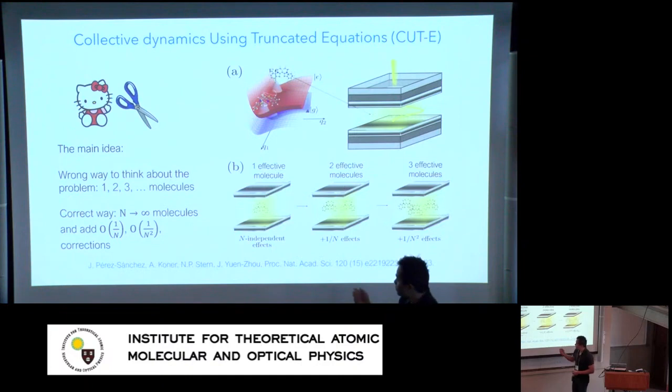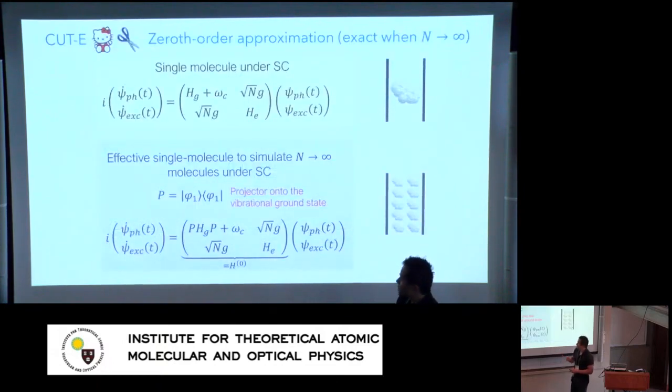So you don't think about 1, 2, 3, you go to infinity instead, and then you go back with corrections of 1 over n and 1 over n squared and so on. Okay, this is the calculation that you would do if you had a molecule inside of a nanocavity. This is the Schrödinger equation that you would evolve. Instead, what we want to argue is that this is the effective wave function that you would evolve if you have, say, 1,000,000 molecules coupled to a cavity.